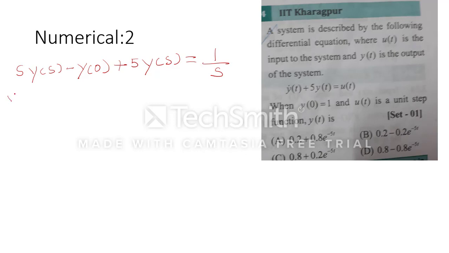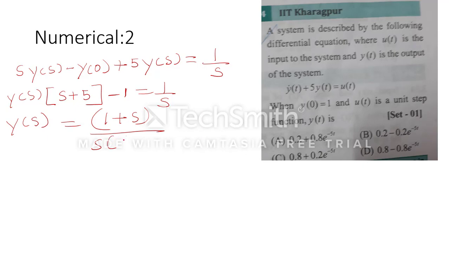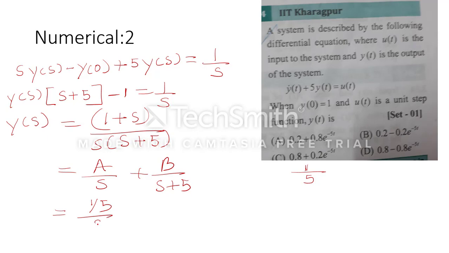So Y(s) we can take common, it becomes (s plus 5), and the y(0) value is minus 1, equal to 1 by s. That minus 1 we can take to the right side, so it will become plus 1. When we do it, it will become (1 plus s) at the numerator, and in the denominator it will be s into (s plus 5). Now we need to take the partial fraction, A by s plus B upon (s plus 5). When we put s equal to 0, it becomes 1 upon 5. So the A value will be 1 by 5 by s.